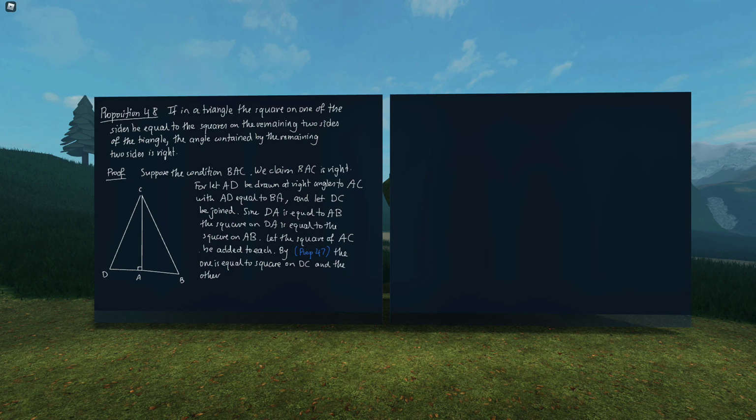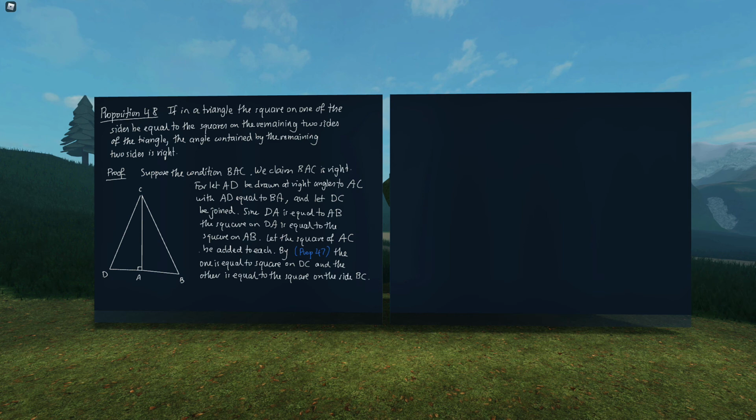So to summarize, I've argued that the square on this side is equal to the sum of these two squares, which is equal to the sum of these two squares, which by hypothesis is equal to the square on that side. So I end up showing that the square on the side DC is equal to the square on the side BC. Now I'm going to square root both sides and say they're equal.